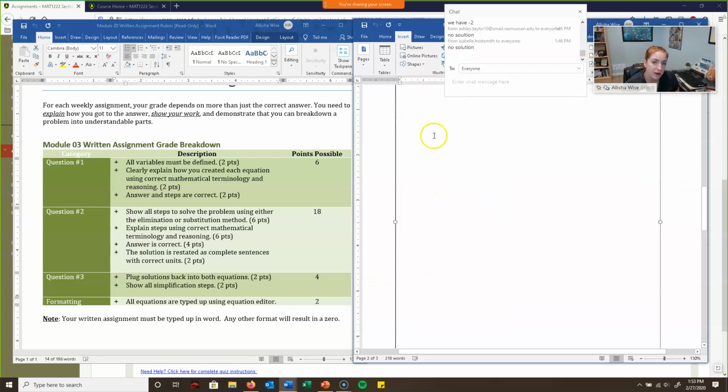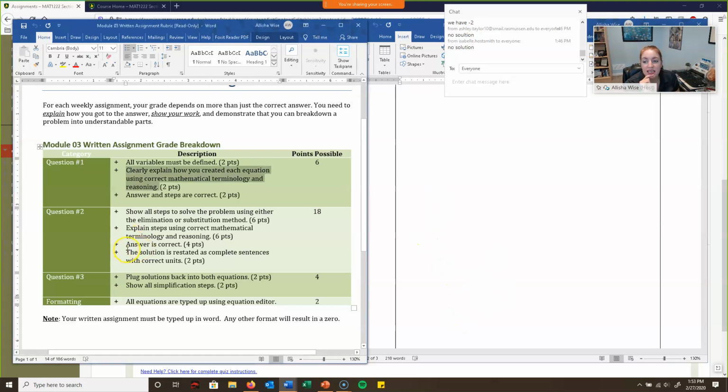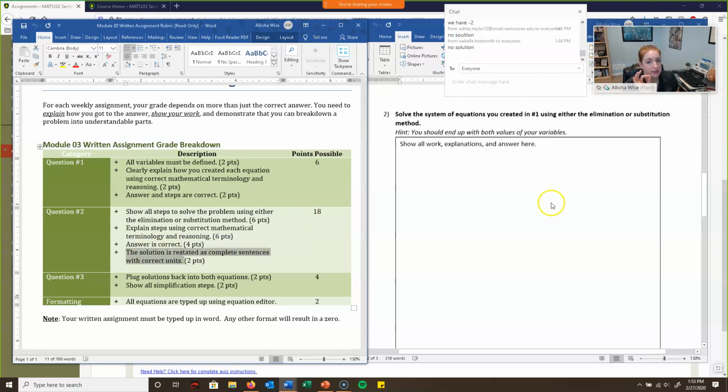So by the end of number 2, see how it's like a whole page to do this? By the end of number 2, you should have your X value and your Y value, or your P and your C value, whatever variables you decide to use. So you should have both variables there. And I want you guys to be careful because you need to restate your answer in a complete sentence.